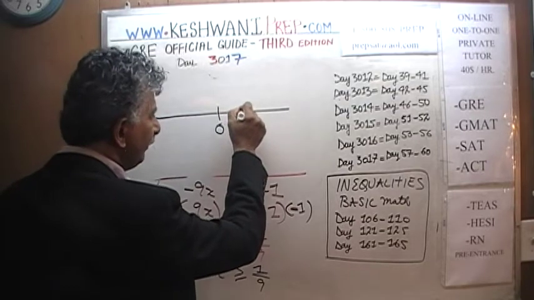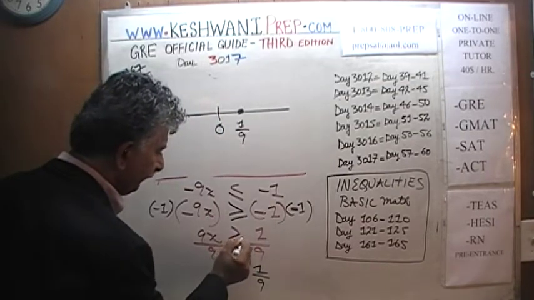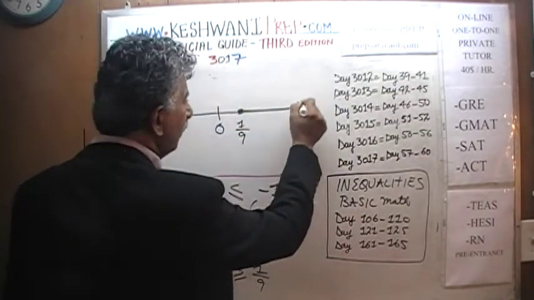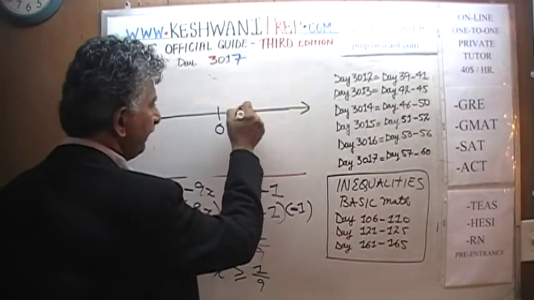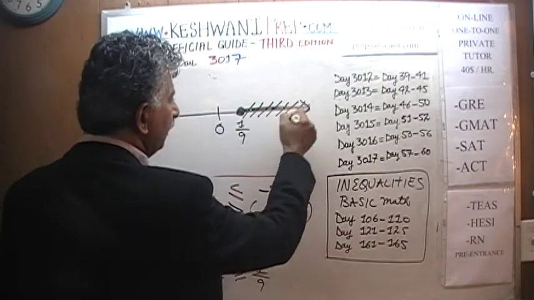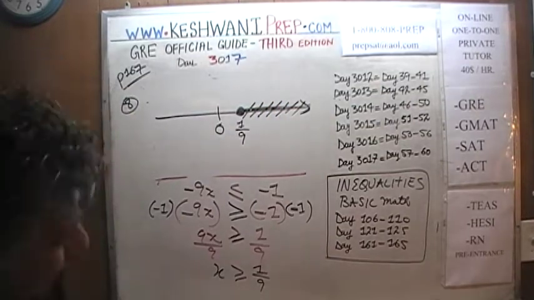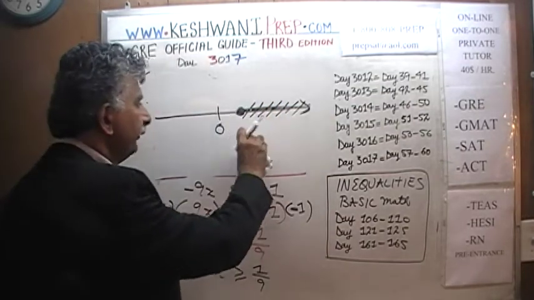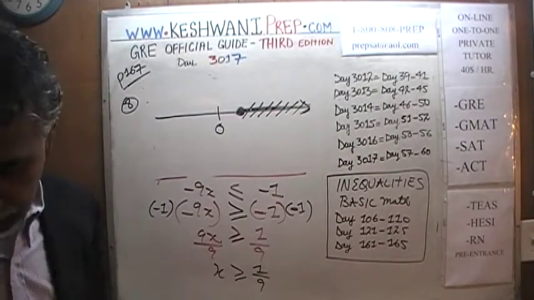And anything that is equal to, because it's an equal to sign as well, or more than that. So we're going to circle this dark, make it darker. And this is anything that's more than. But of course, we don't have any numerical value. It is some positive quantity. And that's the answer choice.